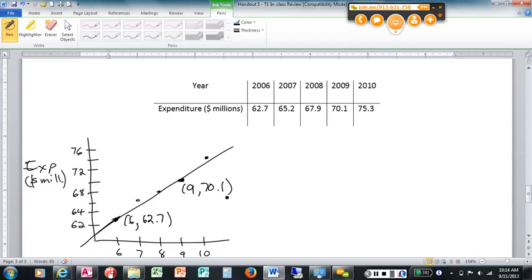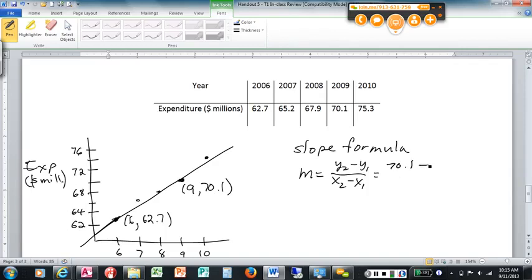Well, first of all, I need to figure out the slope. This is one of the other reasons I might have to use a slope formula. So another formula there for you to remember. You will need this one. Quadratic formula you may not need, but this one you will need. Slope equals y2 minus y1 over x2 minus x1. Second y minus first y over second x minus first x. So my second y is 70.1 minus the first y, 62.7, divided by second x minus first x. So what does that give?